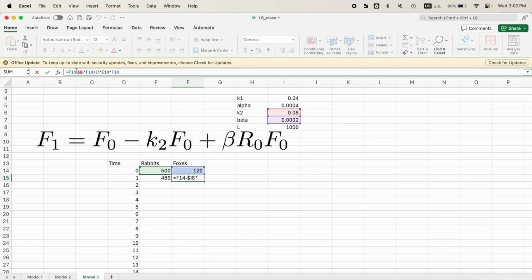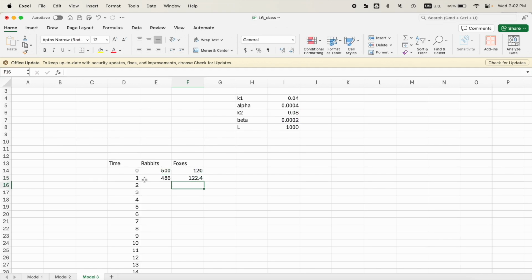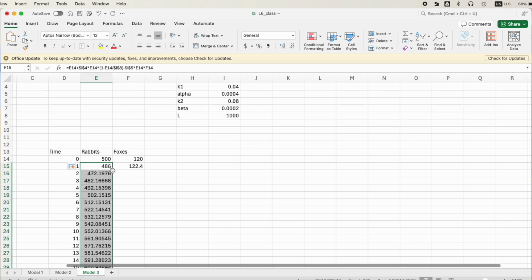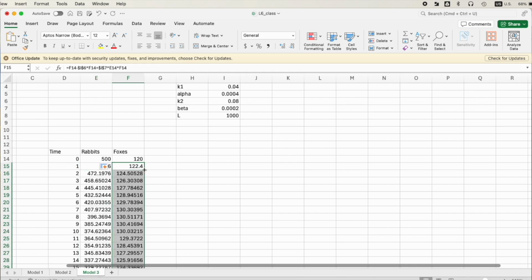And I'm not going to change the parameter. So we got the populations of rabbits at time period 1 and the populations of foxes at time period 1. Now over here, when you move the cursor, it changes from the white cross to a black cross, and then double click on that. The formula should automatically drag down to time period 600, and you're going to do the same for the fox populations.